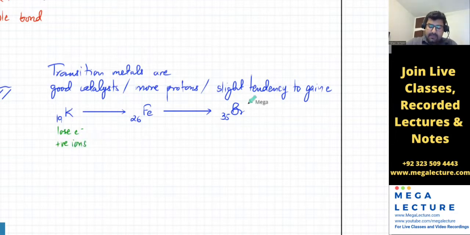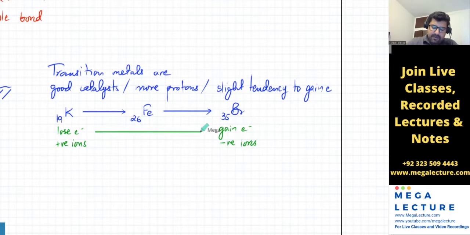I said the ones on the extreme right, they've got too many protons in the nucleus. So the nucleus has a very strong positive charge. So they like to gain electrons, and they like to form negative ions, right? So when you move across the period, towards the right of the periodic table, there's going to be more attraction for electrons.